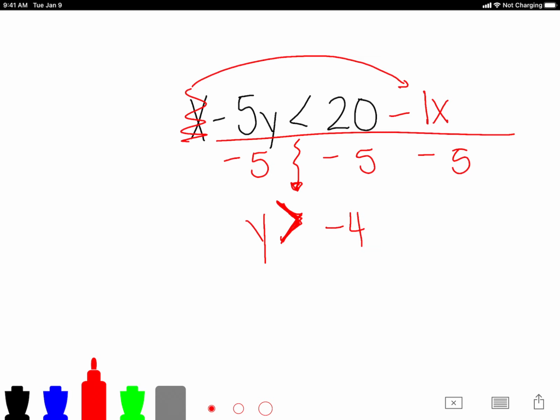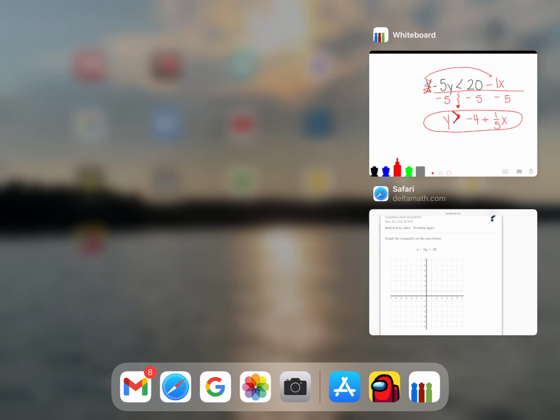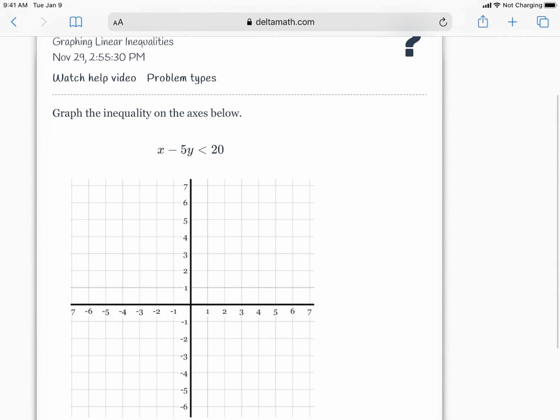20 divided by -5 is -4. And -1 divided by -5 becomes a positive 1/5 x. So there's my equation. Jot that down because you guys have to help me remember here. So y is greater than -4 plus 1/5 x. All right, so now I'm going to go back to my Delta Math here. And we are going to start at what point? What's my y-intercept? -4, absolutely.